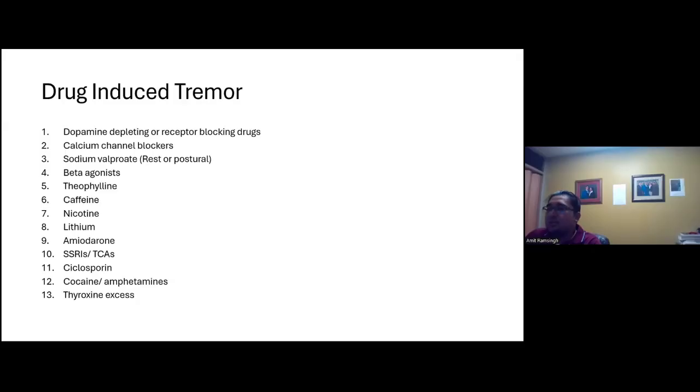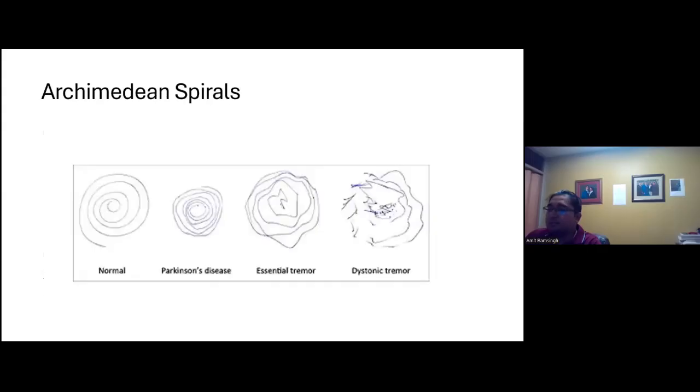And of course, there's a large number of medication and pharmacological causes of tremor as well. So we call this drug-induced tremor. Most notably caffeine, nicotine, lithium, SSRIs, TCAs, thyroxine. This diagram basically illustrates what I was showing a bit earlier with respect to the Archimedean spirals. And we could actually see the different patterns here that could be quite diagnostic of the different movement disorders.